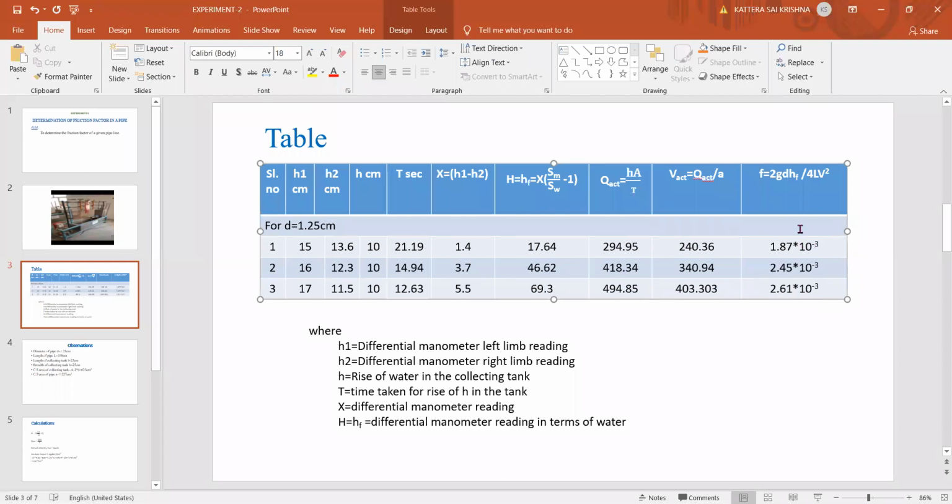Right, okay. Now we have calculated the 3 readings of your first diameter, but the first pipe only we have taken. Similarly, we are going to calculate for the second pipe, 1 more pipe, not the third one. Only 2 pipes we are calculating. And now you can take the average of this F value. Write it below somewhere, the average value, what you are getting, check it.